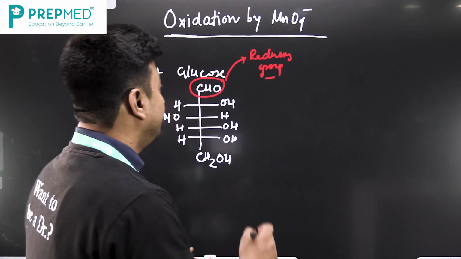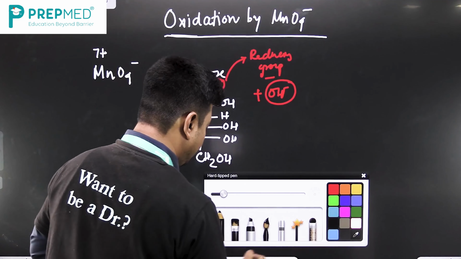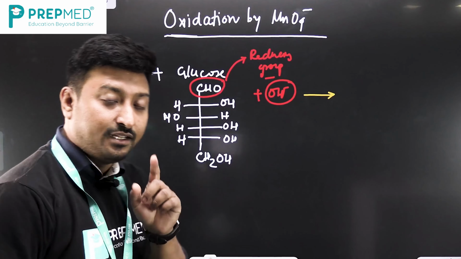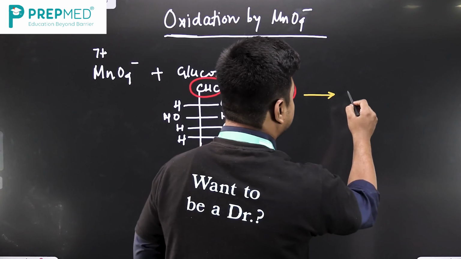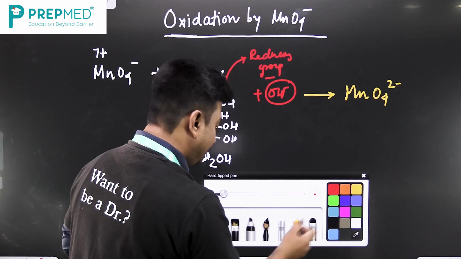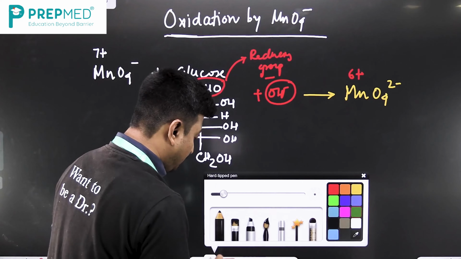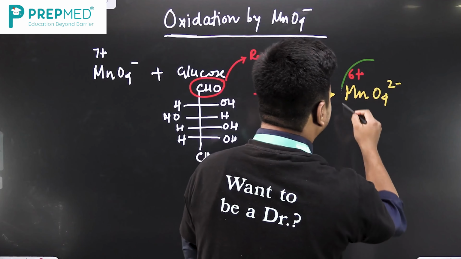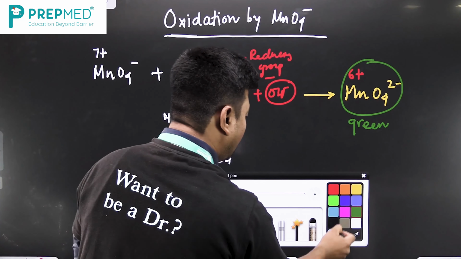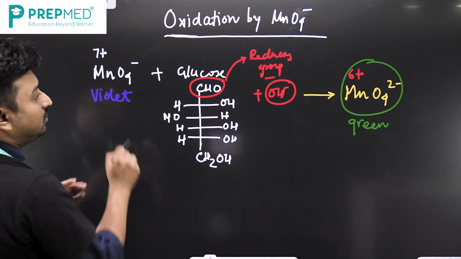So what is happening in presence of alkali? In the reaction, particularly this MnO4 minus, at the first step is converted into MnO4 2 minus, and in this particular molecule your manganese is in +6 oxidation state, and the color of this solution, what we saw, is basically green. So in this first case, it changes from violet to green, what we saw.